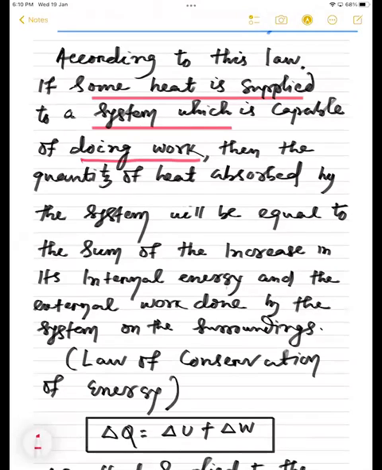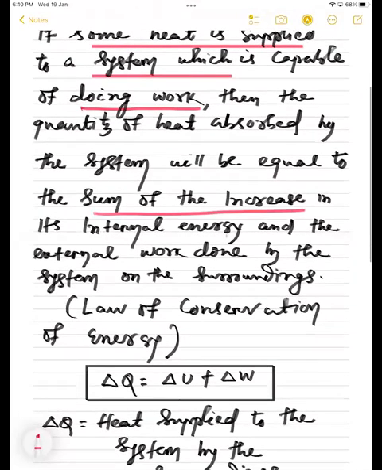And then the quantity of heat absorbed by the system, how much heat is absorbed by the system, that we are giving, is equal to the sum of the increase in its internal energy. That means the heat that you are giving is trying to increase the internal energy. Some work will be done internally with the help of that energy, right? And some external work is done. External work done, how will you know? It means how much work is done on the surroundings by the system.